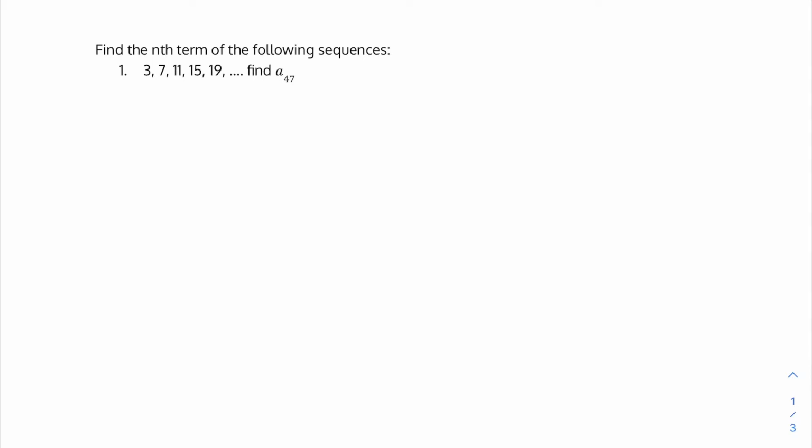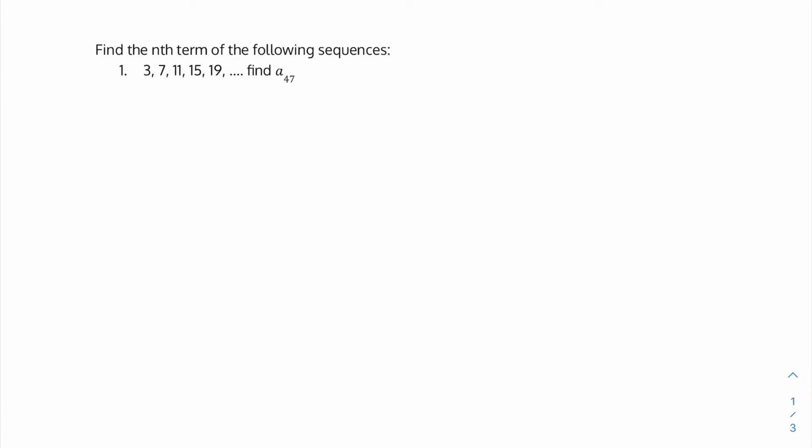This video is going to cover Learning Target 1 of Unit 2. We're going to see some straightforward examples as well as some ones that require a little more thought. All of these problems have the same starting question: find the nth term of the following sequences.